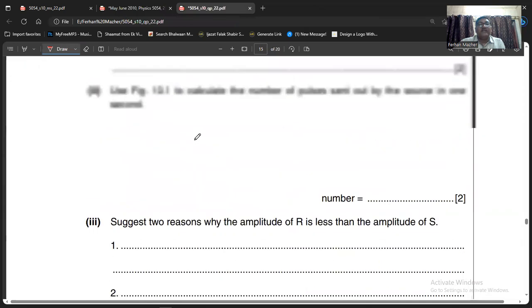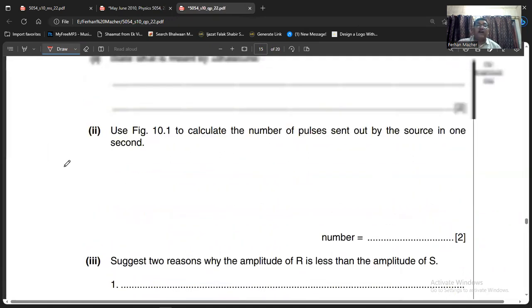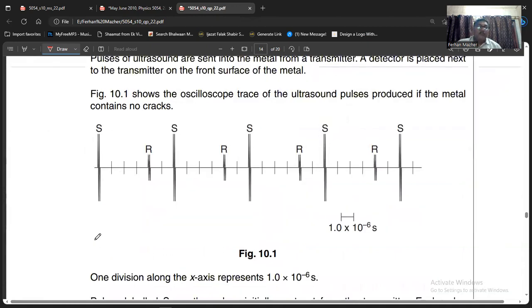Then their question is to give two reasons why the amplitude of the R is less than the amplitude of the S. You can see the amplitude of the actual wave, the pulse, is larger. The amplitude of the reflected wave, or the echo, is smaller. The reason is simple, because the echo, the reflected ultrasound, has less energy in it.